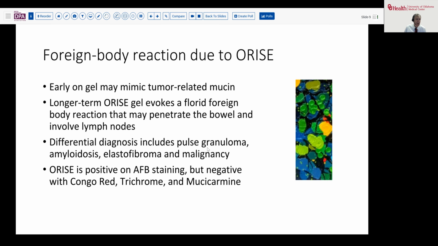Histologically, the differential diagnosis includes pulse granulomas. I'll show you one in just a moment. Amyloidosis, of course, elastofibromas, and of course, clinically recurrent malignancy. Interestingly, on staining, this gel does stain with AFB stains, acid-fast stains, but it's negative with amyloid, trichrome, or mucicarmine-directed stains.